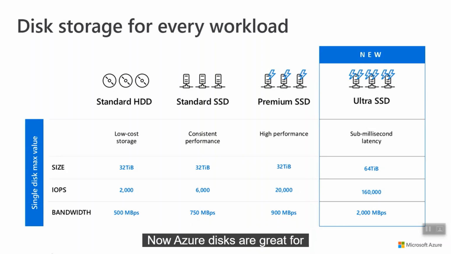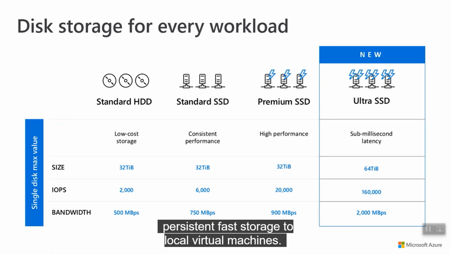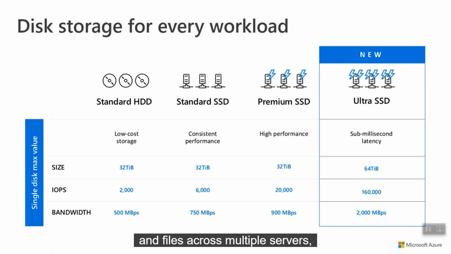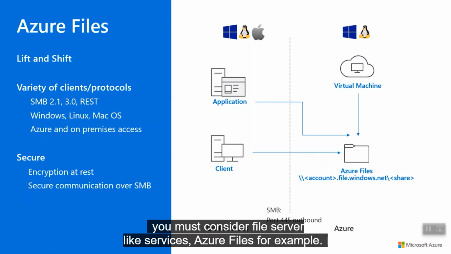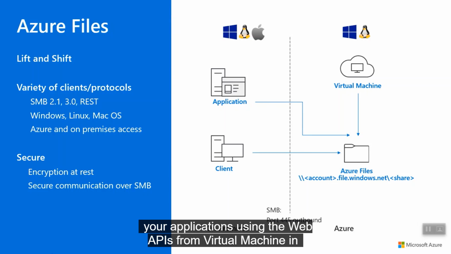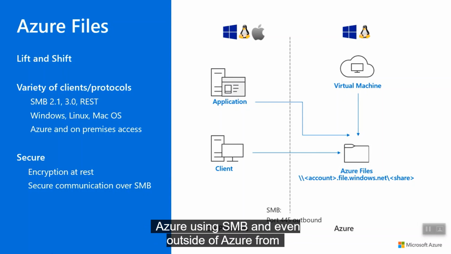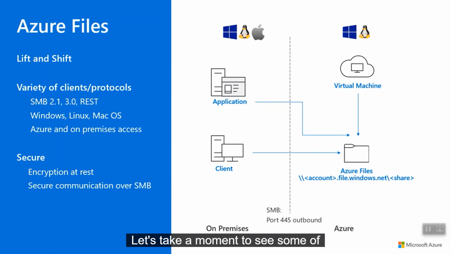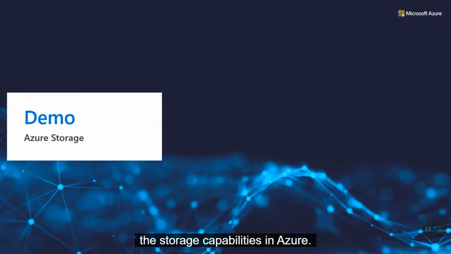Now, Azure disks are great for persistent fast storage to local virtual machines, but when you need to share the same storage and files across multiple servers, you must consider file server-like services, like Azure Files, for example. Azure Files is a centralized storage service that provides protocol support for SMB 2.1, 3.0, and REST web APIs. This allows you to connect to Azure Files from your applications using the web APIs, from virtual machines in Azure using SMB, and even outside of Azure from your on-premises machines with that SMB 3.0 support. Let's take a moment to see some of the storage capabilities in Azure.